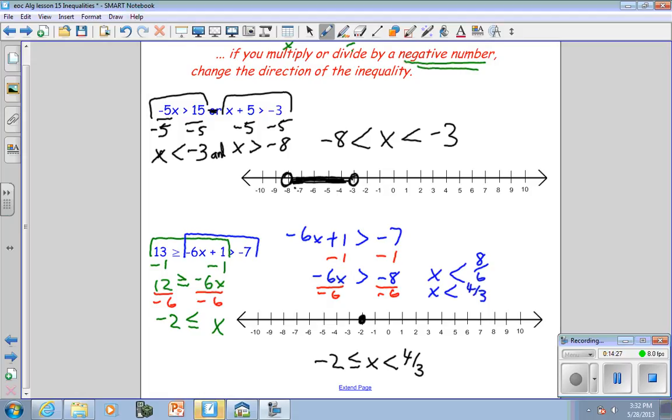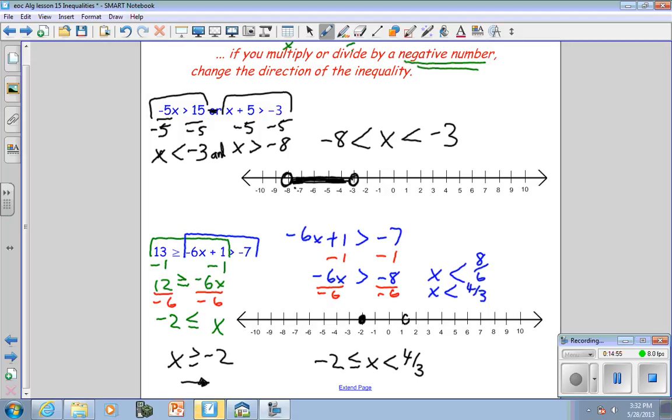I know that could be confusing. If I rewrite this this way, then you can see that it's shaded to the right. If we write it with the variable on the right side, then it's going to be shaded that way too. That's a little bit of a confusing part. 4/3 is exactly 1 1/3. So I'm going to find that.